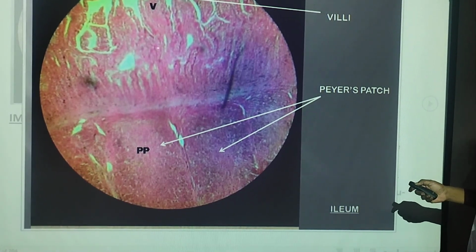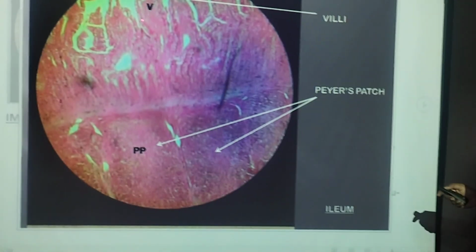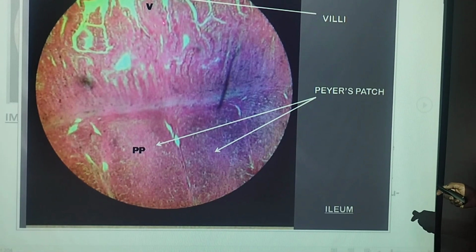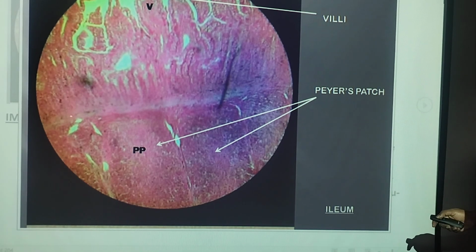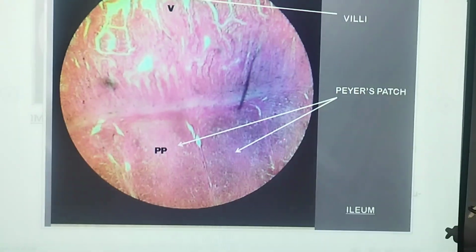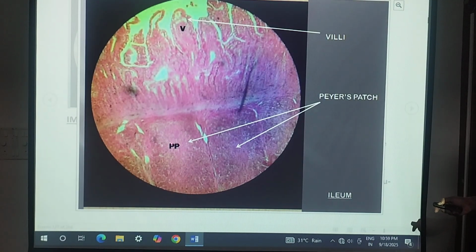So here you see finger-like projections, that is the villi. The lining epithelium is simple columnar epithelium with plenty of goblet cells. Then you see the supportive lamina propria, which forms the central core of the villi. Then you see the muscularis mucosae, and then in the submucosa you see a very interesting feature, that is large aggregation of lymphatic follicles, which is known as Peyer's patch.